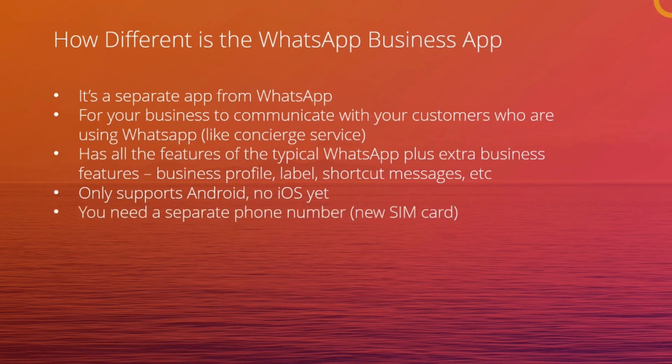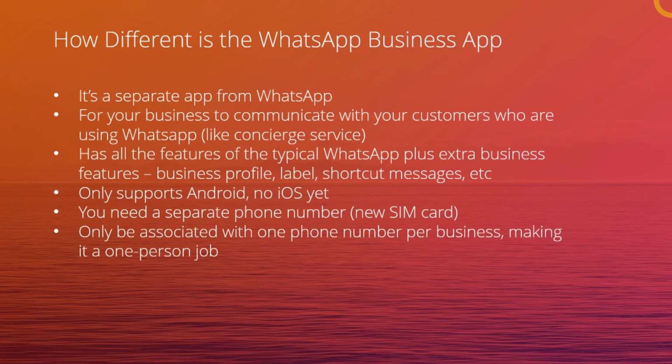Also, you need to have a separate phone number. Now, you cannot use the existing phone number that you currently use for your WhatsApp. You have to use a different number. Each app supports a separate unique number. So you may need to go and get a new SIM card for this, and also a separate phone.